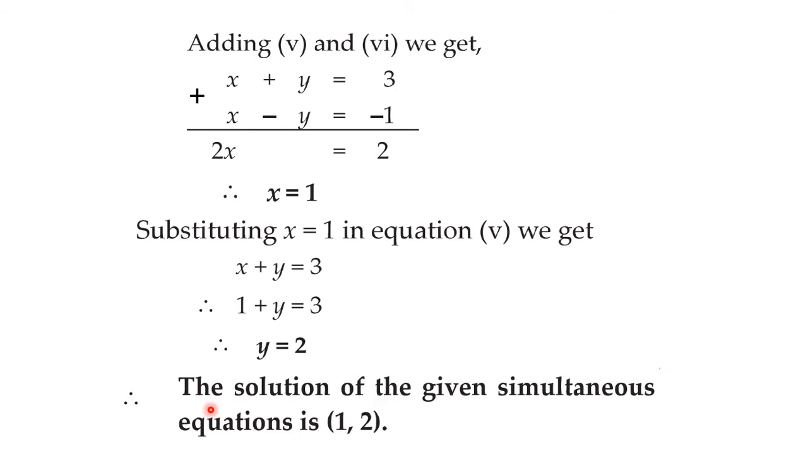Okay. So what we can write down, therefore the solution of the given simultaneous equations is inside the round bracket (1, 2). You have to write value of x first and value of y afterwards. Okay. I hope you must have understood this question.